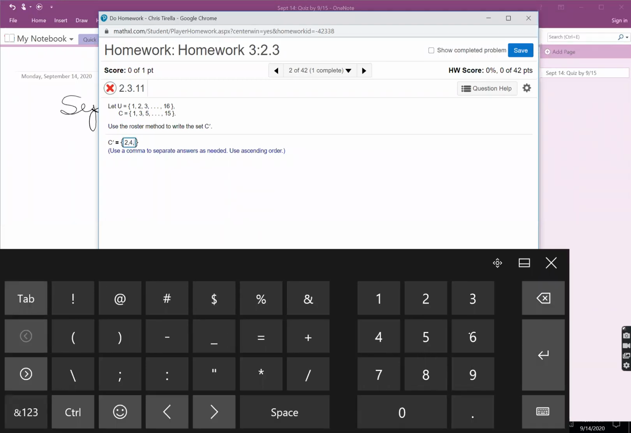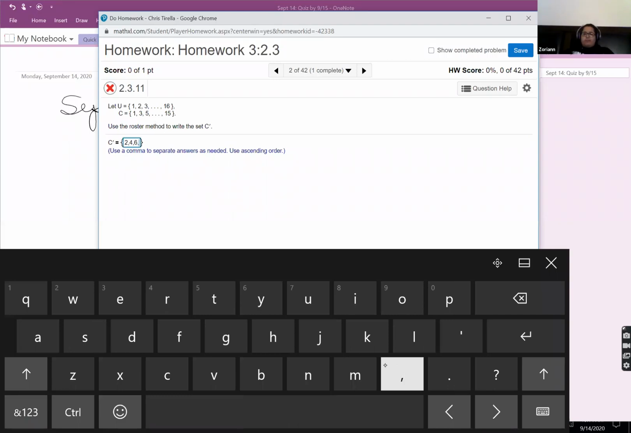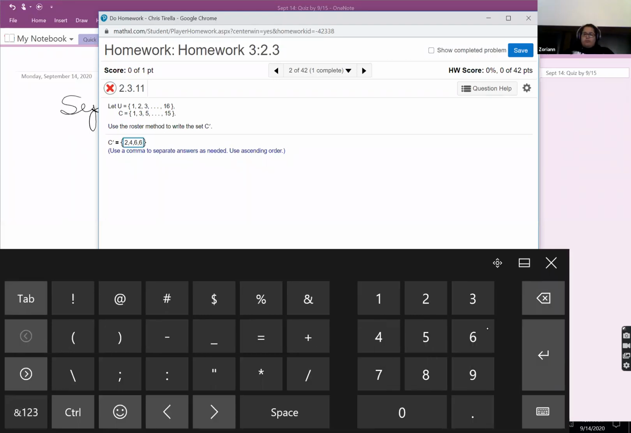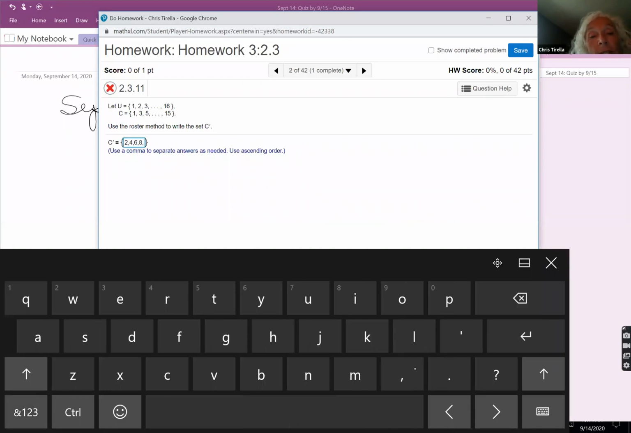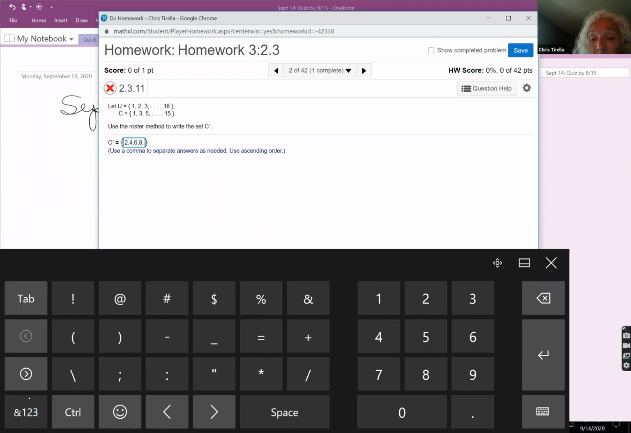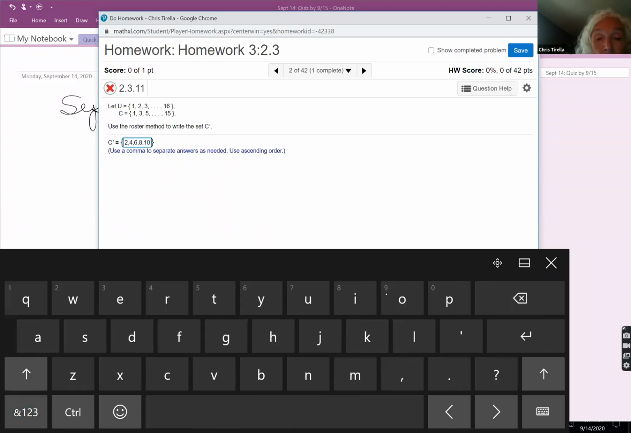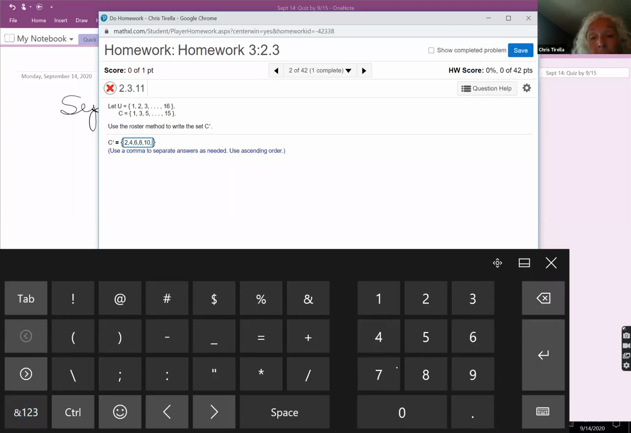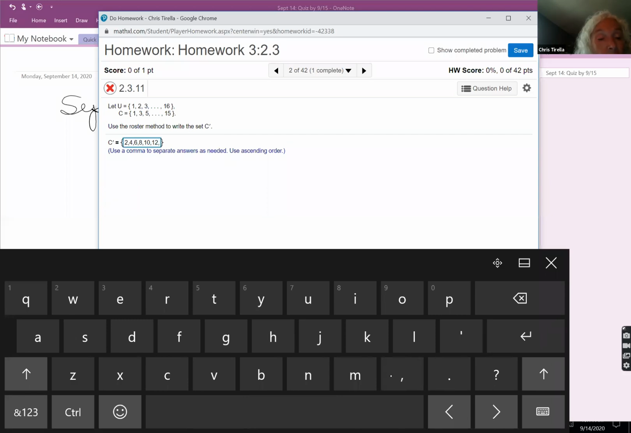Are they going in this time? Yeah. Oh, 6 is in there already, no repeats. And this one, do you see it says use ascending order? You know how we repeatedly said that with a set, order doesn't matter unless they tell you to put them in order? This question is telling me to put them in order. So if I didn't have them in order, it would yell at me.